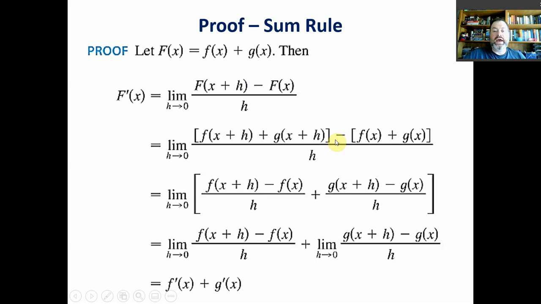Now we distribute the negative and reorganize and group the terms. We're going to take this negative f of x and bring it over here. Positive g of x plus h, and then this negative is distributed, so that's a minus g of x. What we've done is just taken both positive terms and both negative terms and rearranged them, turned them into two individual derivatives. Now, I have a sum limit law, so I can distribute this limit, and each of these is just an individual derivative, which is what we were trying to prove.